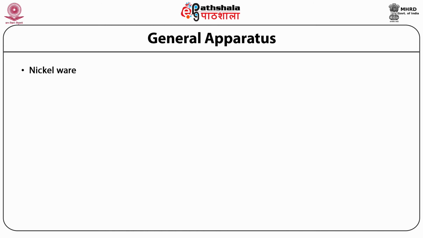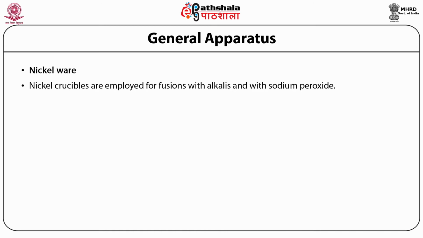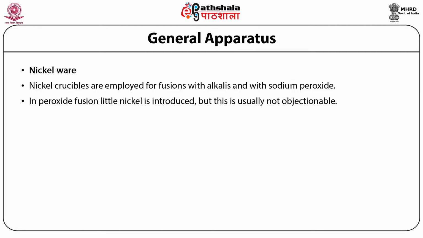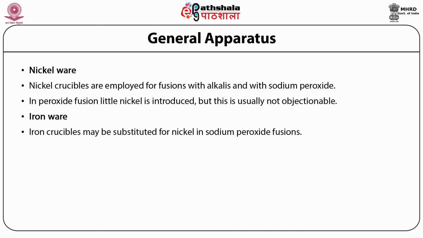Nickel ware. Crucibles and dishes of nickel are employed for fusions with alkalis and with sodium peroxide. In the peroxide fusion, a little nickel is introduced, but this is usually not objectionable. Ironware. Iron crucibles may be substituted for those of nickel in sodium peroxide fusions. They are not so durable but are much cheaper.